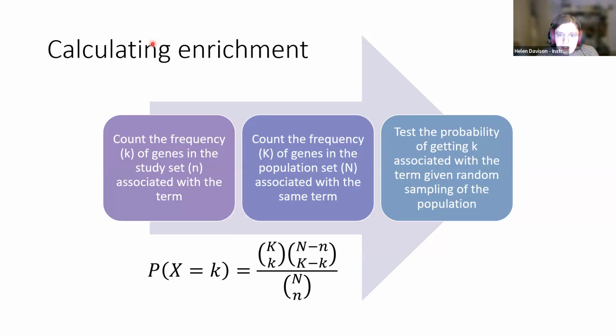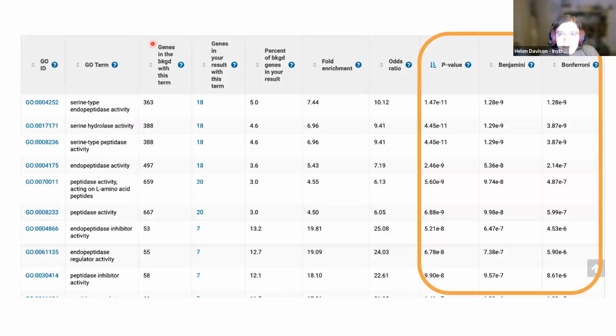And when you do that on our site, that will give you this kind of table. And the columns that you're looking at are these ones at the end. You're looking at the p-value to make sure that's significant, and you're also checking that these two are also reasonable as well.